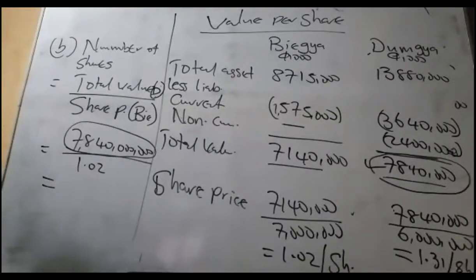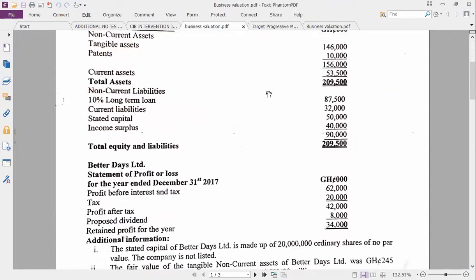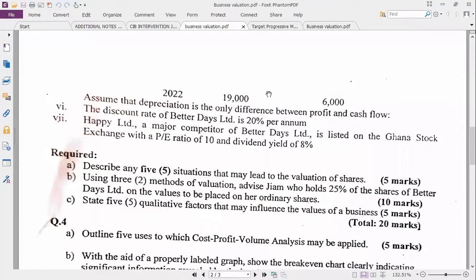So we are moving on to our second question, for Better Days or Brighter Days Ahead. So Better Days. Let's go straight to the requirements. It says required: describe any 5 situations that may lead to valuation of shares. Wow. 5 situations. So you can think of 5 situations.